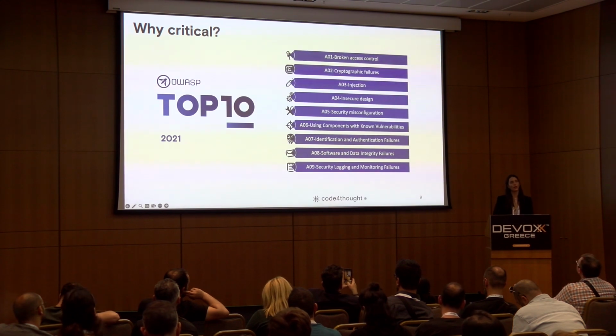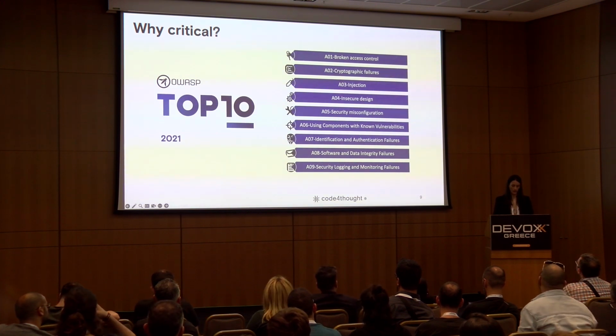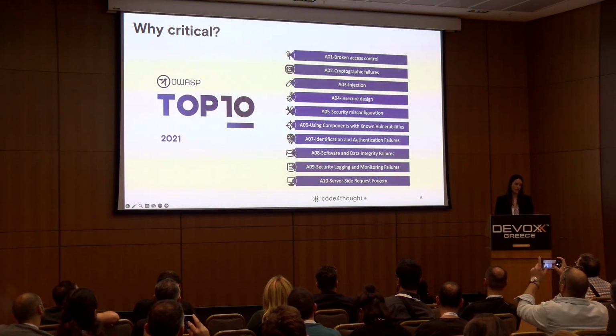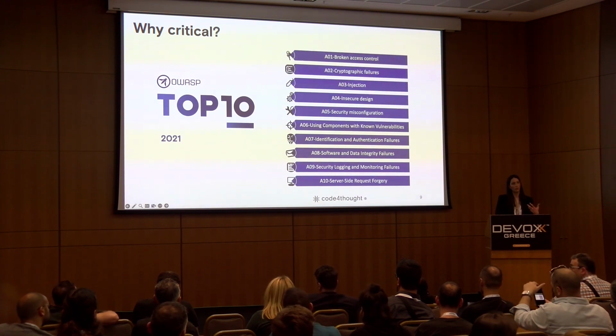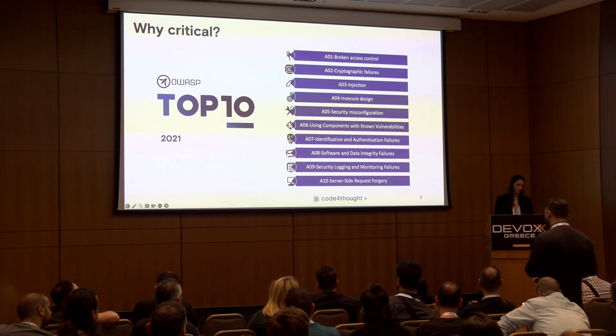Then, do you have enough logging to cover security critical functionality? For example, when a user logs in, do you log both the success and the failure of the event for auditing reasons? And last but not least, server-side request forgery. For example, when your application fetches a remote resource, is the URL valid or is it malicious?